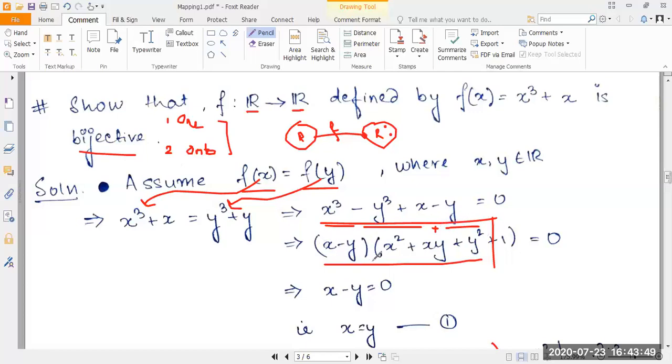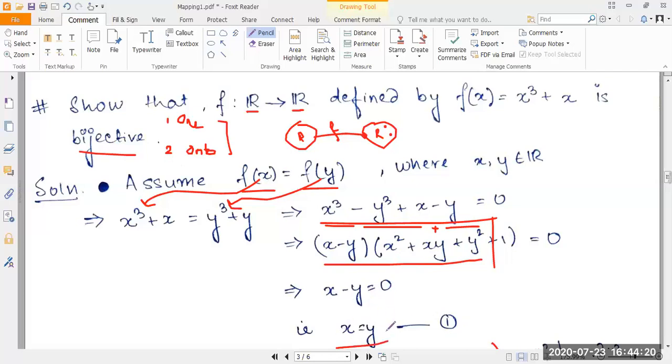Now we get (x minus y) into (x square plus xy plus y square plus 1) equal to 0. So we are getting the product of two terms equal to 0. Now the product of two terms can be 0 only if at least one of these two terms is 0. We can have both of these terms equal to 0, but at least one. So either x minus y equal to 0 or x square plus xy plus y square plus 1 equal to 0. Now we are saying that x minus y equal to 0, which implies that x equal to y.